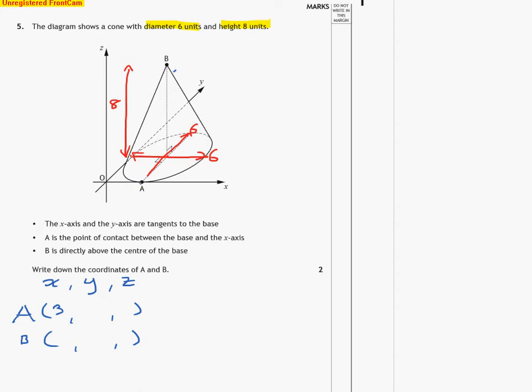Do we move on the y-axis? Is it anywhere up this way in the y-axis? Nope, so it's going to be 0. And is it anywhere on the z-axis? Nope, still 0. So we've gone along 3 and then we've stayed put.